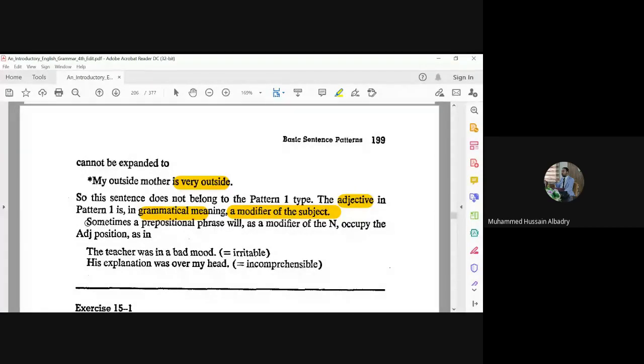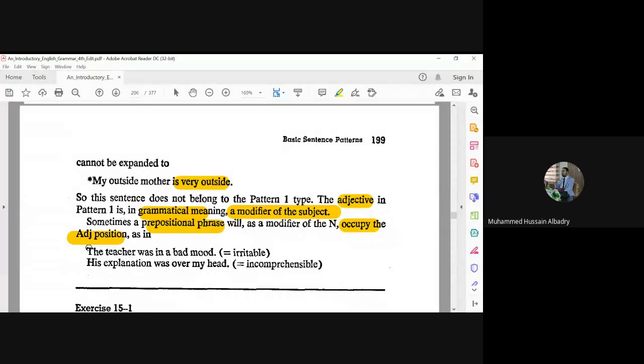هاي ملاحظة مهمة. Important note. Sometimes prepositional phrase, prepositional phrase يعني عبارة جار ومجرور, will, as a modifier of the noun, occupy adjective position. Will occupy, will take the adjective position. Okay? قلنا احنا modifier للسبجكت. تعتبر اسمها modifier meaning مالته. Will what? مرات prepositional phrase هي تكون modifier من الناون للسبجكت يعني.